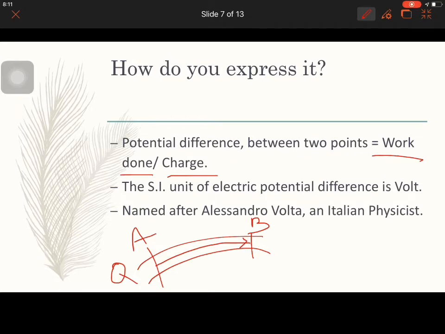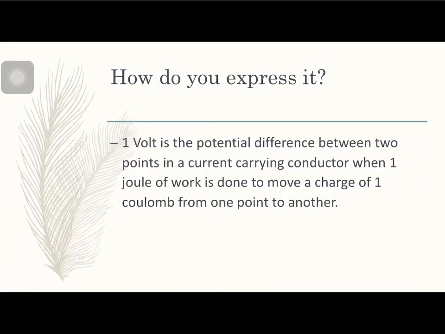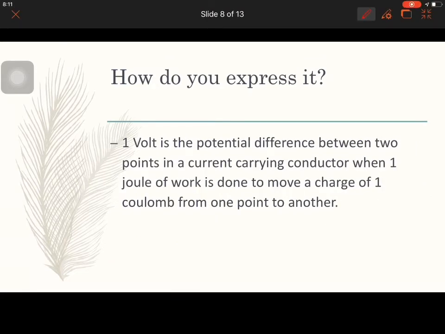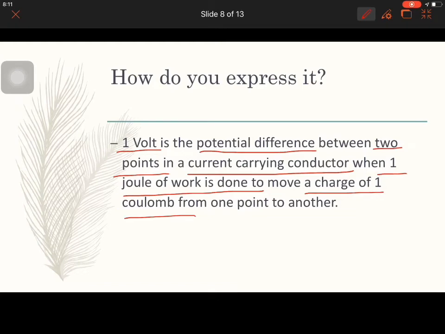Okay, so the SI unit of electrical potential difference is volt, and it is named after one of the greatest Italian physicists of all time, Alessandro Volta. So what is 1 volt? 1 volt is the potential difference between 2 points in a current carrying conductor when 1 joule of work is done to move a charge of 1 coulomb from one point to another.